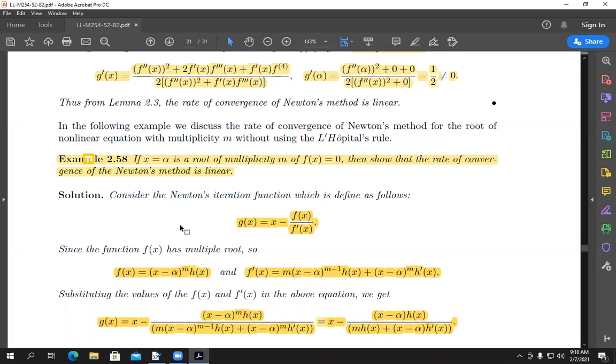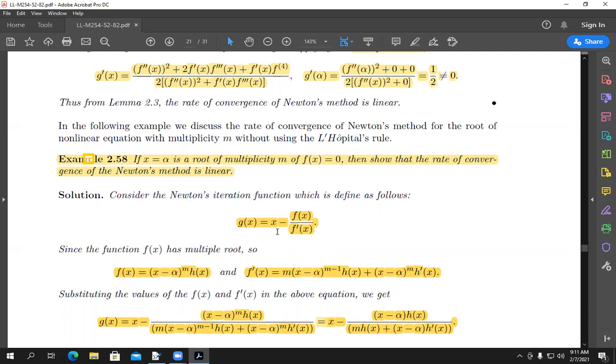Right. Now, let's say I change this example. I say x is equal to alpha is a root of multiplicity m of f of x is equal to 0. Then show or find the rate of convergence of the modified Newton method. So what is the modified Newton method? What do we have to change here? This is the Newton shape. What is the modified Newton shape we have here?